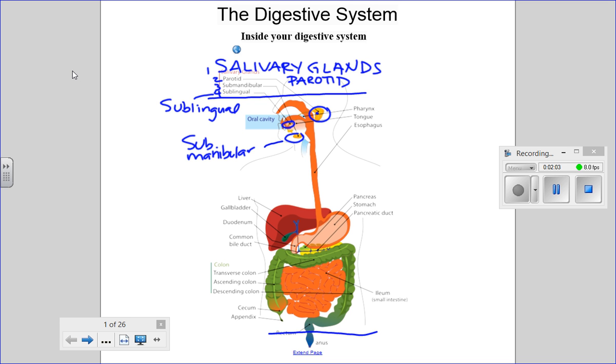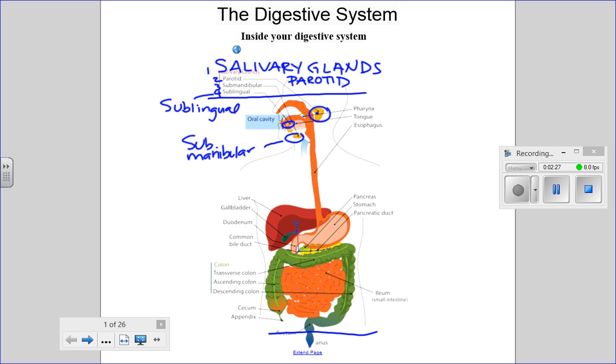And so their names are suggesting their location. Sub means underneath, and lingual means your tongue. So you have salivary glands under your tongue, kind of at the back of your jaw, and then sort of in the roof of your mouth. That's just for interest's sake. I won't ask you to specify one salivary gland versus the other, just so you know that's what they are.